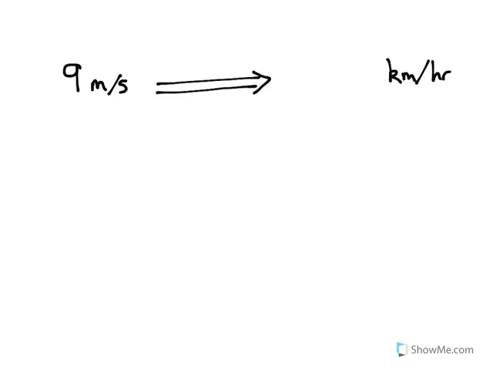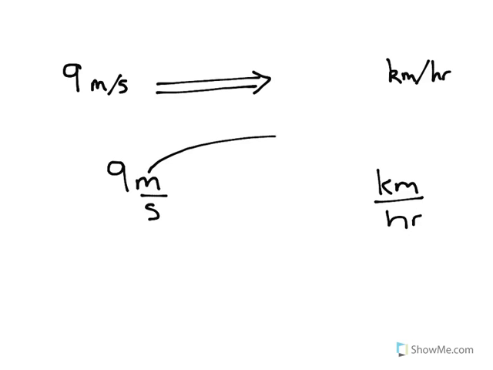Okay, earlier on I showed you how to change kilometers per hour into meters per second. But let's say we're going the other way this time. We have a speed that is 9 meters per second, but we need to actually change it to kilometers per hour. How would we do that? Well, we would have to think of setting it up in the same way we had it set up before. 9 meters per second, and we want to change it to kilometers per hour.